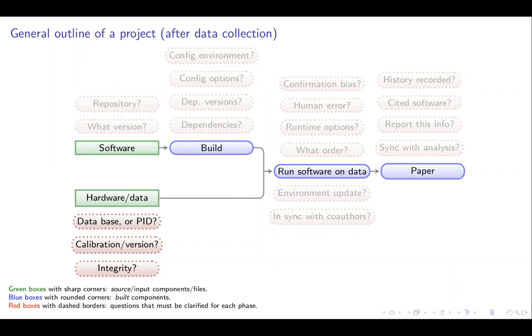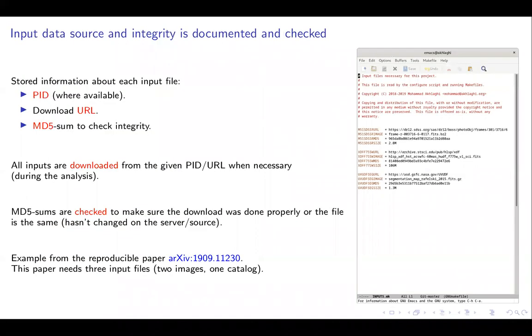Well, but as we said, research is not just the software. Where do the data come from? So there's a special file again in the repository, and it's called inputs.conf by default.